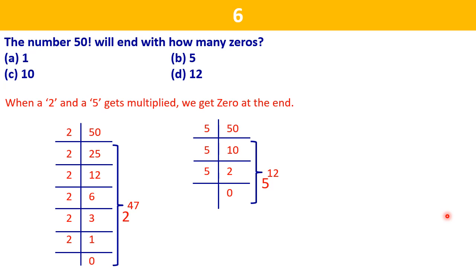Okay. You will get as many zeros as there are 5s, because when the 5s run out, you will stop getting zeros at the end. So when 1 2 and when 1 5 get multiplied, you get 0 at the end. The maximum count of 5s is 12. So the maximum number of zeros that you will get at the end will be 12. Option D is the correct answer.